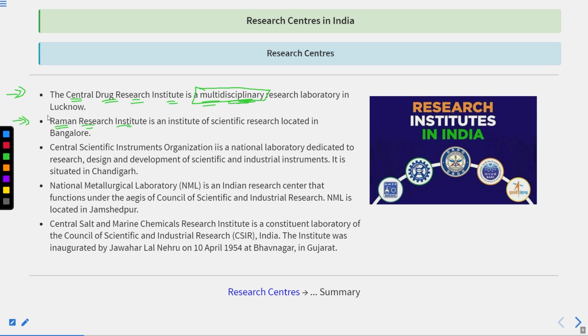Then we have the Raman Research Institute. If we talk about the Raman Research Institute, this is an institute of scientific research located in Bangalore. Okay. Like who was Raman? Dr. C.V. Raman. Okay. He gave the famous theory in the physics world that is known as the Raman effect. Okay. After this, we have the CSIO, the Central Scientific Instruments Organisation.